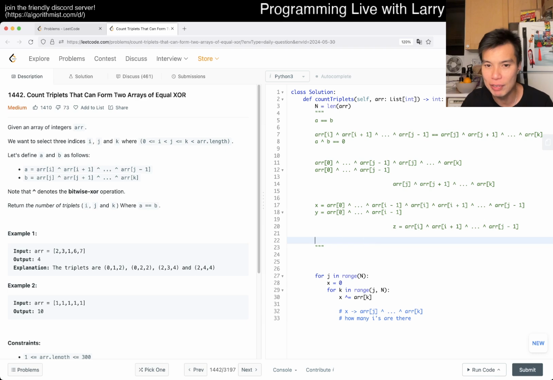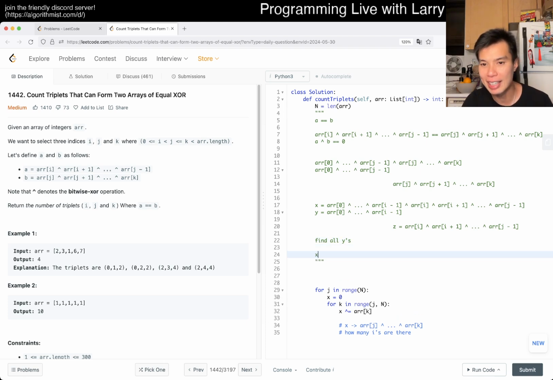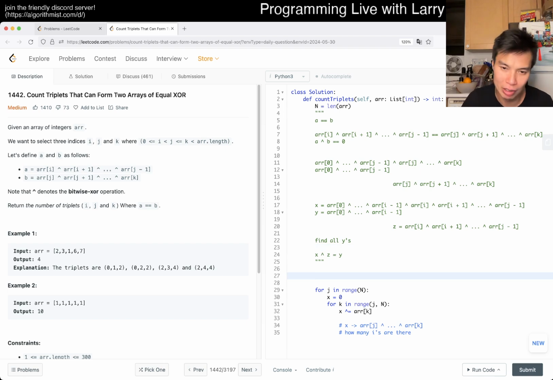So now we're trying to find all y's, right? And we know that x XOR z is equal to y. So now we just have to find the number of times the prefix is equal to y. That means that's the number of times this is equal to this, and then we know that z is going to be the leftover, if you will. I think I'm saying this pretty poorly, to be honest. I'm just struggling today.